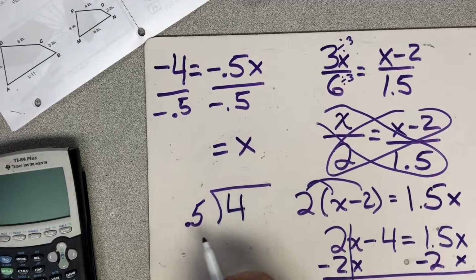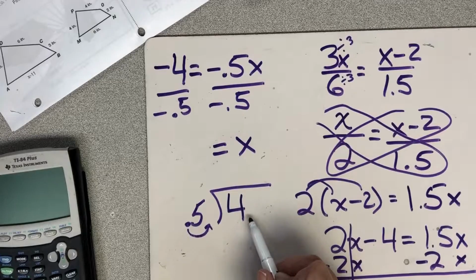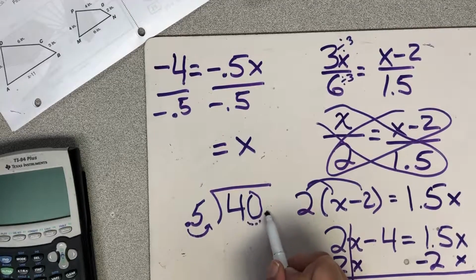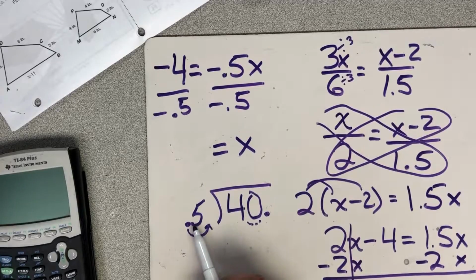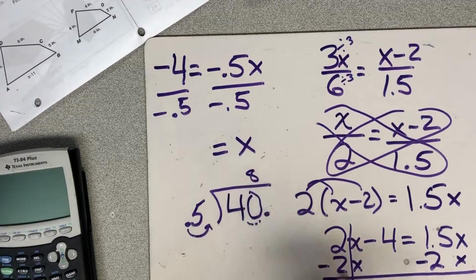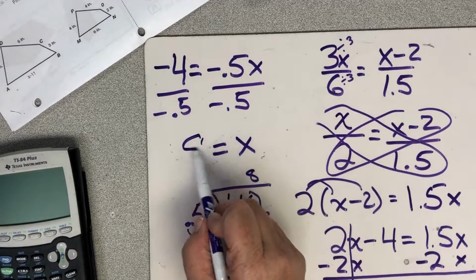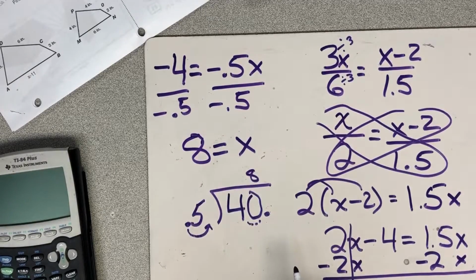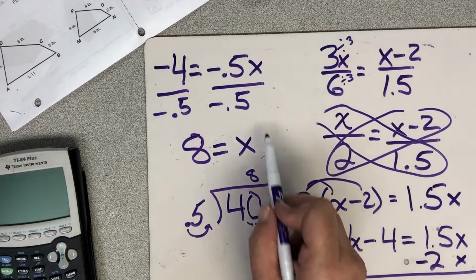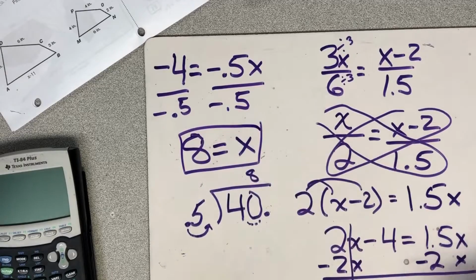And way back a long time ago, you learned that we're really not supposed to divide by a decimal. So we're going to move this decimal over one place. What that really means is I multiplied by 10. So I'm going to multiply this by 10. I'm going to move this decimal over one place. 5 goes into 40 8 times. So x equals 8. There you have it.